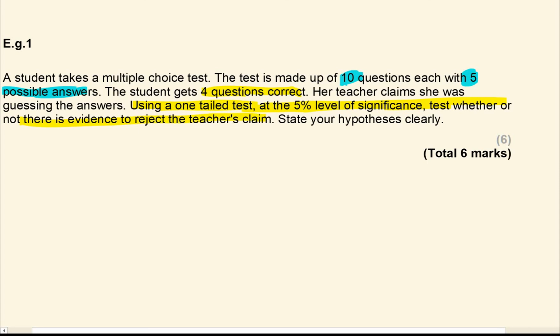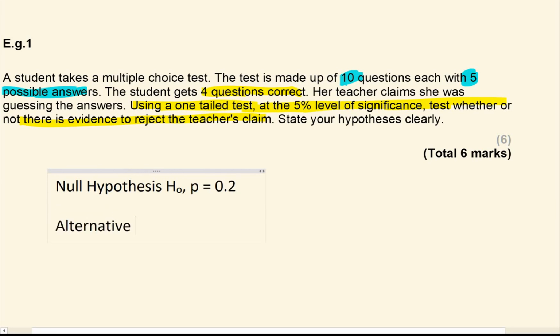State your hypothesis clearly. So first thing, our hypothesis. We have the null hypothesis. That is called H0. In this case, we're assuming the teacher is right, that she is just guessing. If there's 5 possible answers, the odds of getting a question right at random is 0.2. The alternative hypothesis was she wasn't guessing. So that would be called H1. And that's going to say her odds of getting something right was greater than 0.2, greater than the chance of just randomly guessing. Okay, that's our first part done.